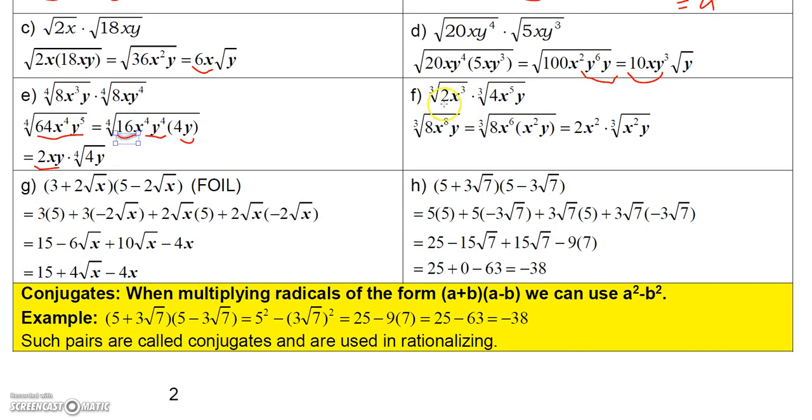Here's a similar problem where you're multiplying a cube root times a cube root, and when you multiply that together you get cube root of x to the 8th y. And so I'm going to write that. I know I can take the cube root of 8, so I'll leave that, and then x to the 8th I'm going to write as x to the 6th times x squared, and then I'll put the x squared over here with the y because I can't take the cube root of these factors. So the cube root of 8 is 2, the cube root of x to the 6 is x squared, so I have 2x squared times the cube root of x squared y.